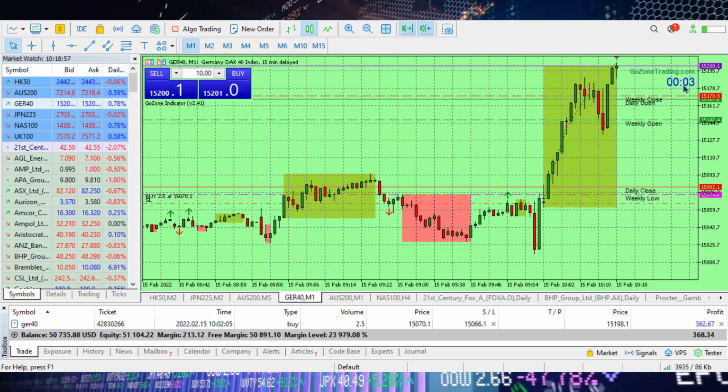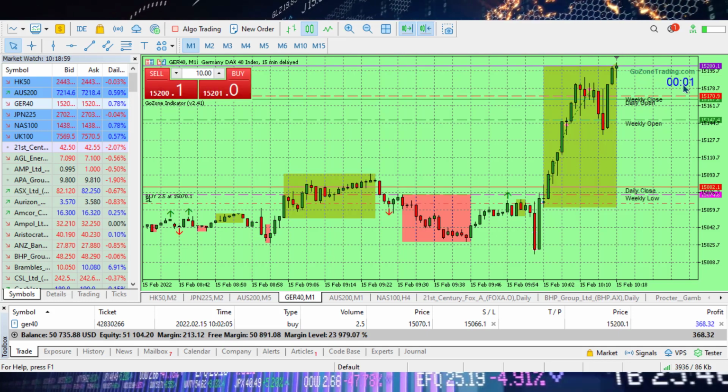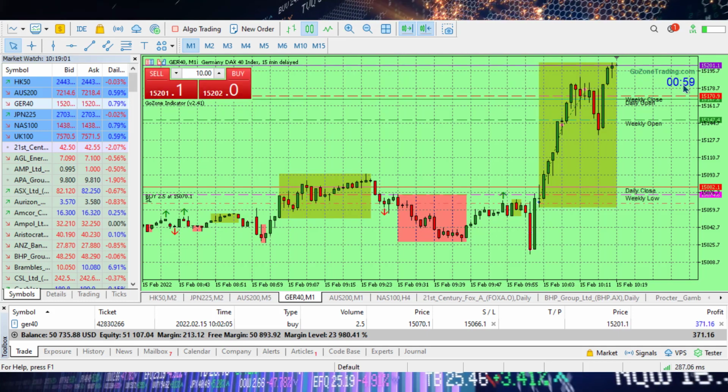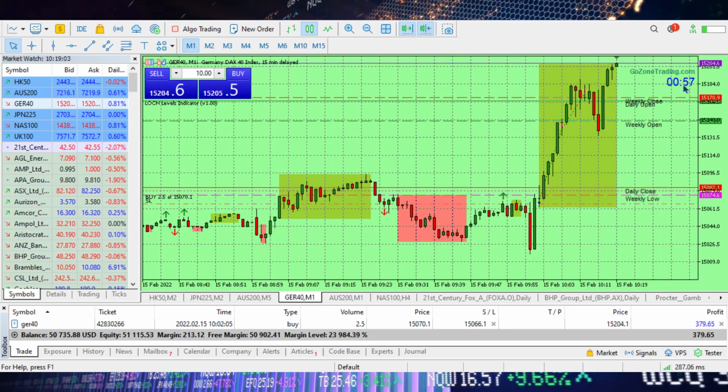Last few seconds of the countdown timer on this candle. And yeah, bumps up a little bit.